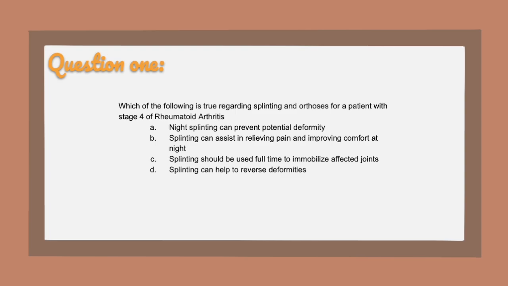Question 1, the correct answer here is B. Night splinting to prevent potential deformity probably is not going to be as helpful in stage 4. That might be more helpful if they're in stage 1 or 2. Full-time immobilization is typically not recommended because we want movement and use of the hands, and motion is lotion. And then to reverse deformities, at stage 4 you're not going to reverse deformity.